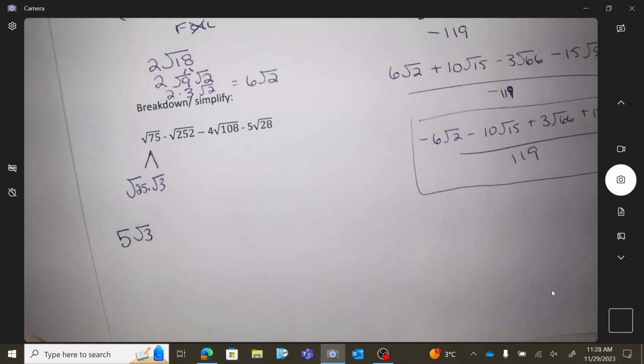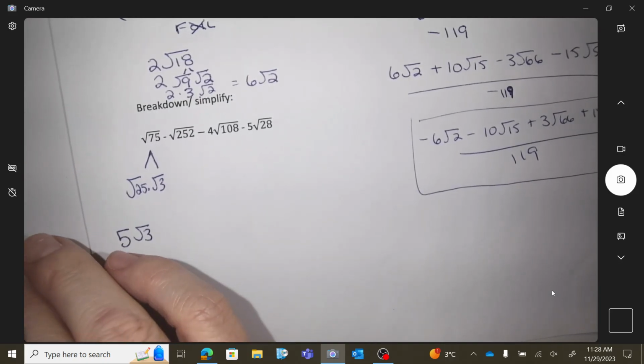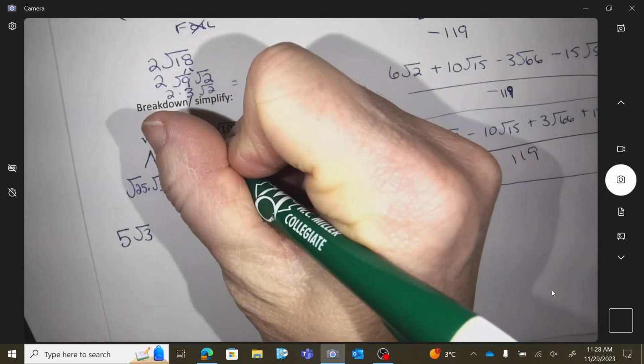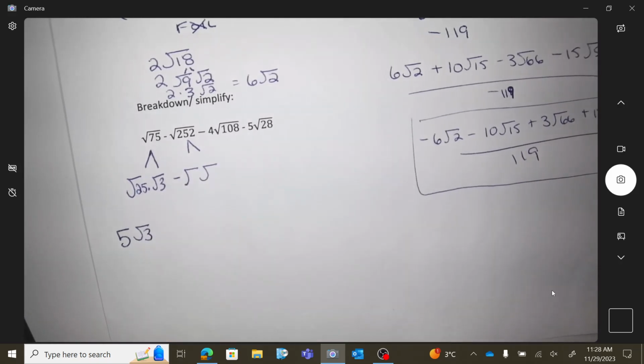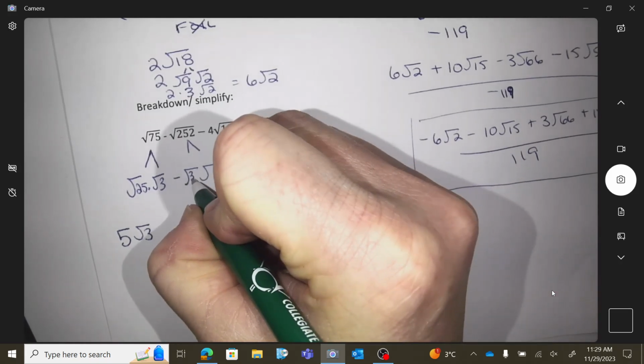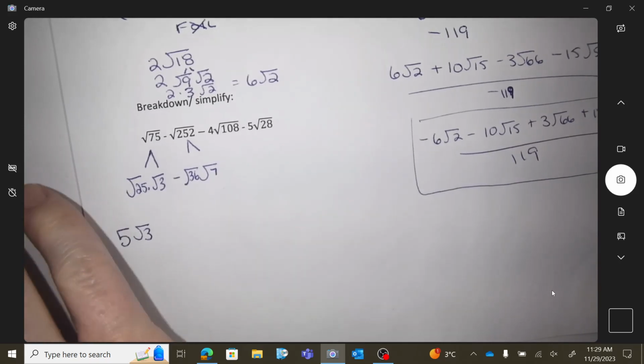Ooh, 252, that's a big one. What is it divisible by? Everybody find a divider for it out of our numbers? 4? Yes, but I think I can go bigger. Remember? Did you find one? 36, yeah. 36 times 7.